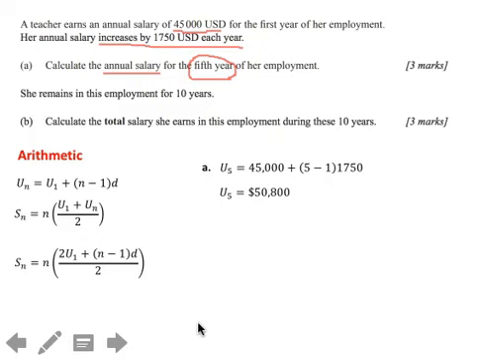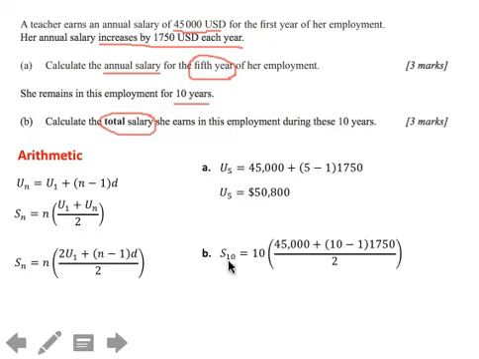Now, moving on to the second question, it says she remains in employment for 10 years. Calculate the total salary she earns during the 10 years. And this word total is a clear giveaway that instead of using the formula to find a specific term, we're now going to use one of our sum formulas. Now, we have to decide which one to use. You'll notice the first one uses U subscript n, and the second one does not. In this case, since we're finding our value for all 10 years and we don't know U subscript 10, we're better off using the second formula because we have all the appropriate information.